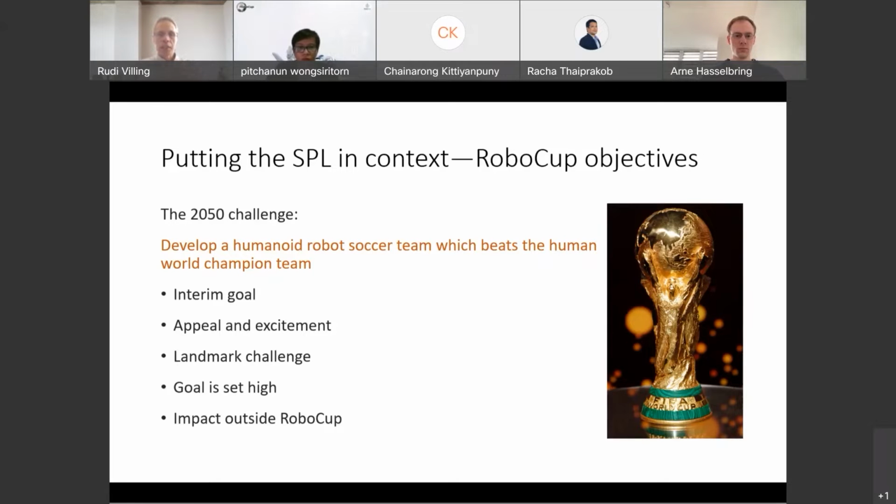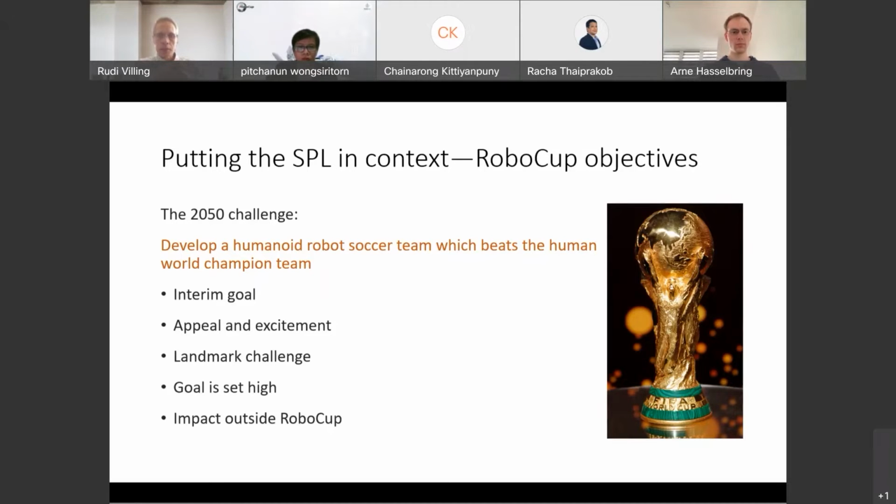And at the same time, it's a vehicle that we use to promote robotics and AI research with the general public so that they remain in favor of or supportive of investment in this area. The landmark challenge itself must have a high level of attainment so that achieving it represents a landmark in the history of mankind. And I think that'll certainly be the case for RoboCupSoccer.